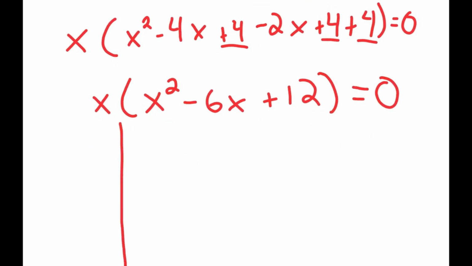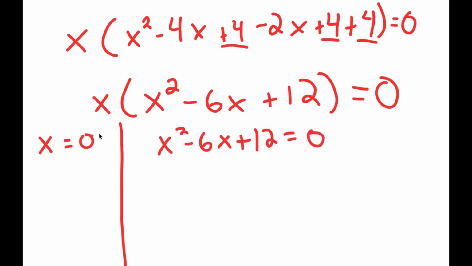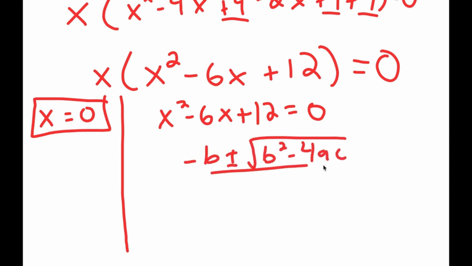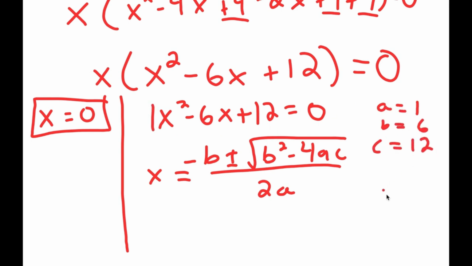Now from here, this gives me two equations. I get x is equal to 0, and I get x squared minus 6x plus 12 is equal to 0. So x equals 0 is already a solution. And for x squared minus 6x plus 12 equals 0, we're going to have to use the quadratic formula, which is negative b plus or minus the square root of b squared minus 4ac, all over 2a. So in this case, a is 1, b is negative 6, and c is 12.